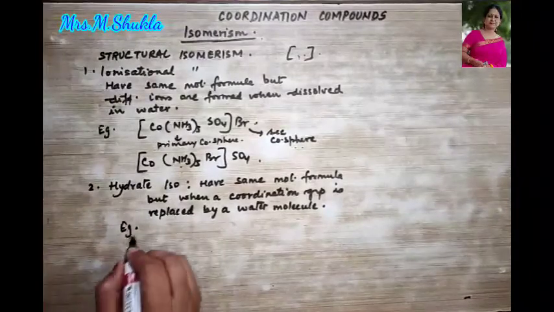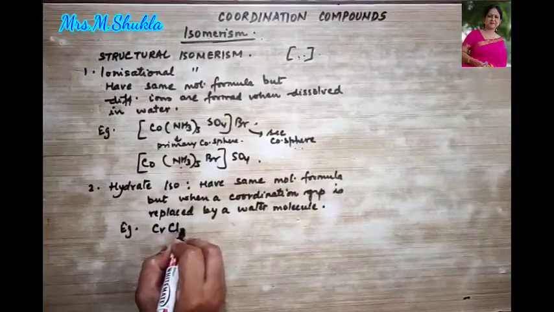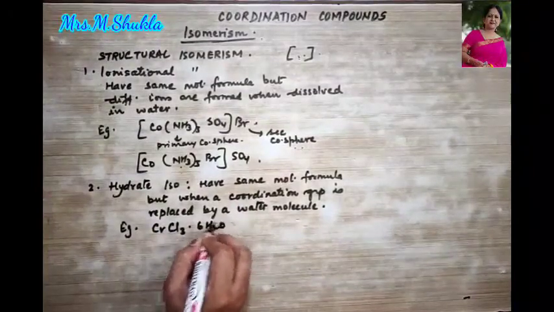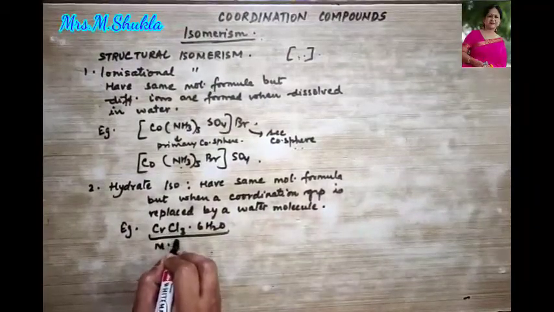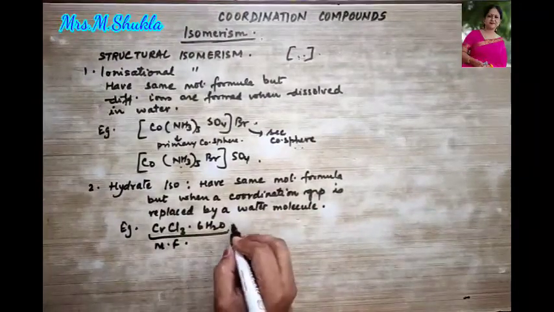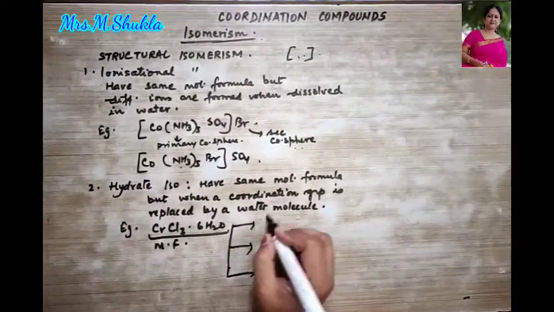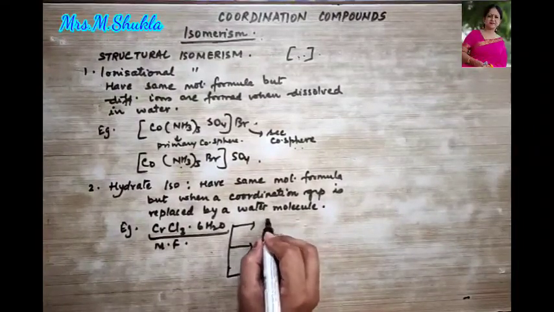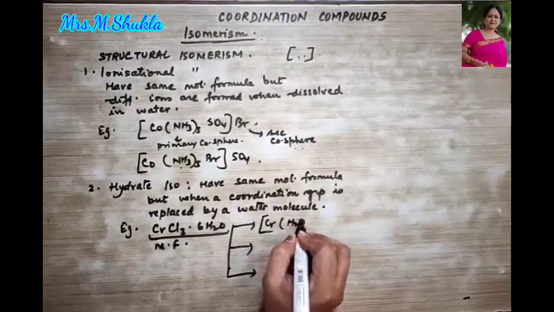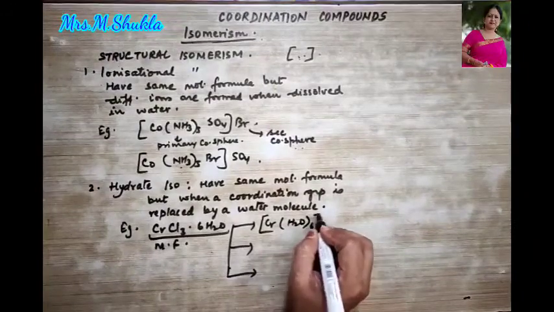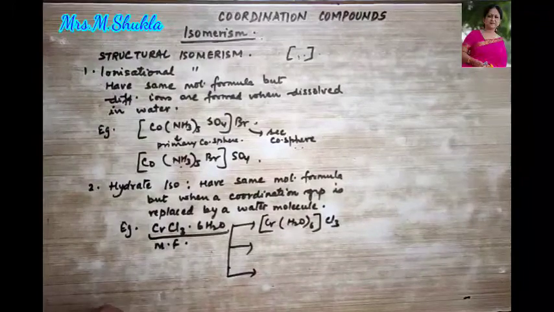Let's start with an example. So I will give you a compound like chromium CrCl3.6H2O. So this is actually the molecular formula, okay. Now this molecular formula can be written in three different ways. What are those three different ways? The first one, see, chromium [Cr(H2O)6]Cl3. Okay, this is one way of writing it down.